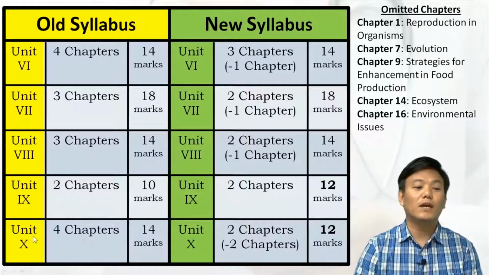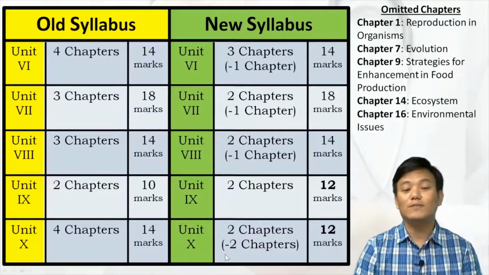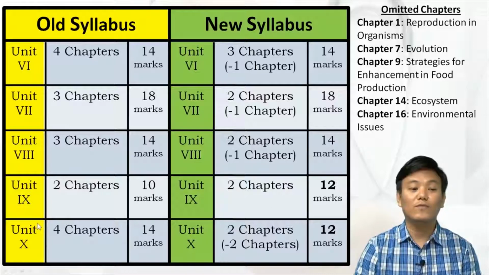If you look at unit number 10, that is ecology, earlier there were 4 chapters. Now there will be only 2 chapters. So 2 chapters have been removed from unit ecology, and those 2 chapters are chapter 14 and chapter number 16, ecosystem and environmental issues. Those 2 chapters have been removed from your unit 10, and because of that, 2 marks have been reduced from that unit, and those marks have been added to unit 9, biotechnology.